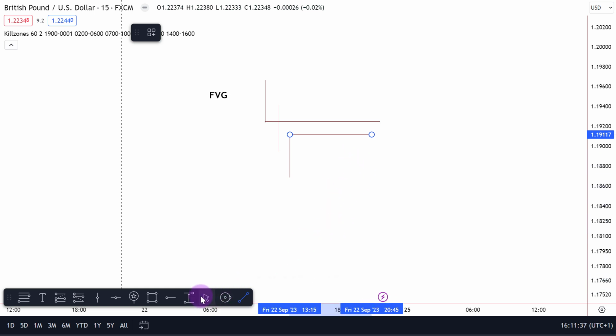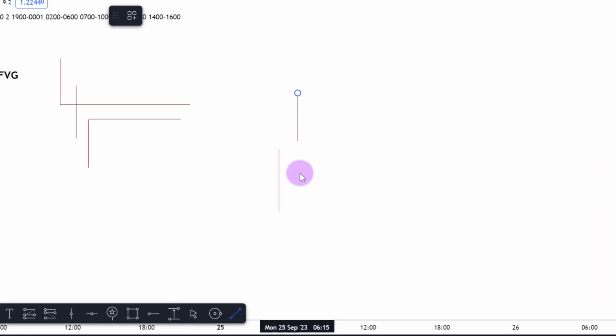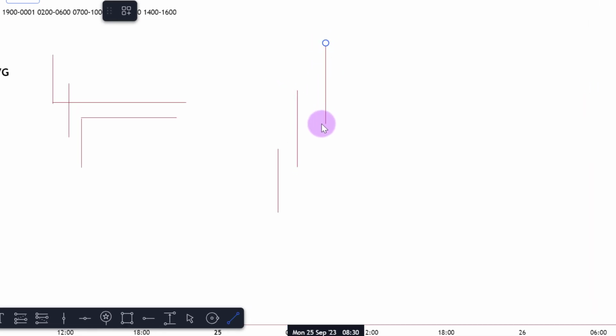Then if price is bullish and you have a 3-candle price action where this is the first candle, we have a second candle, and you have a third candle, then the high of the first candle doesn't match with the low of the third candle, that is a fair value gap.